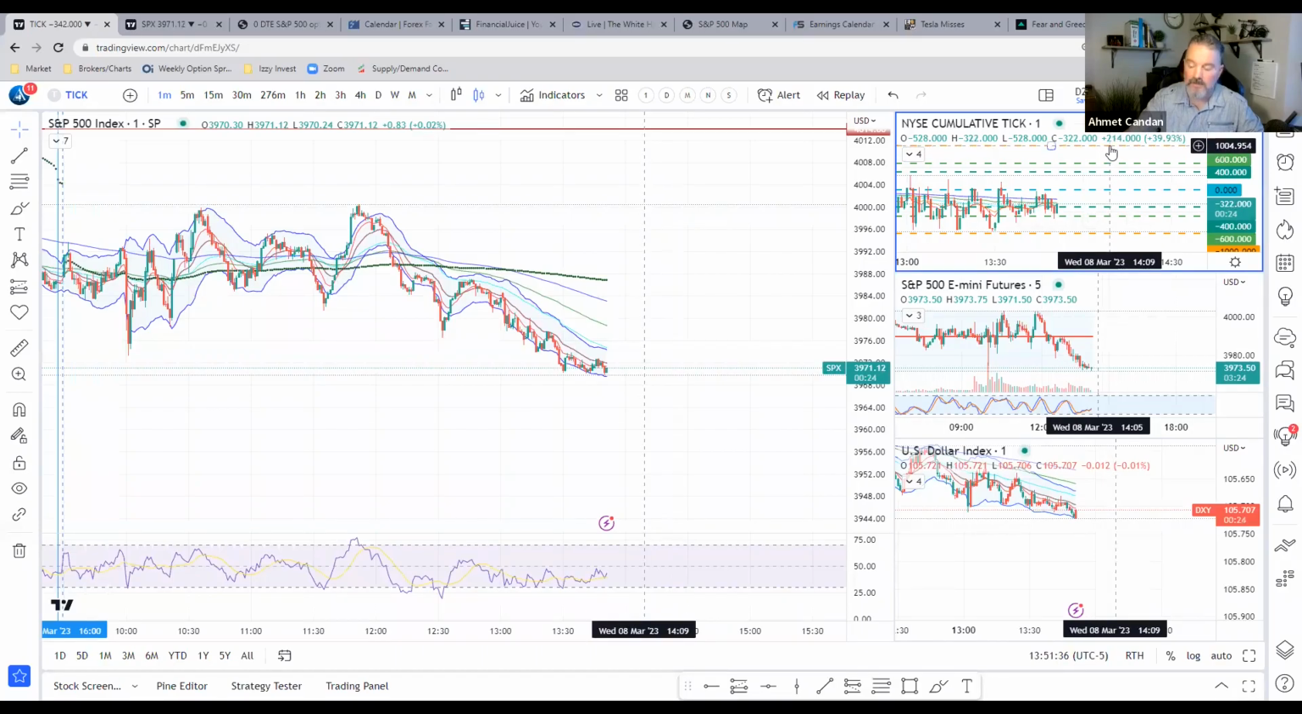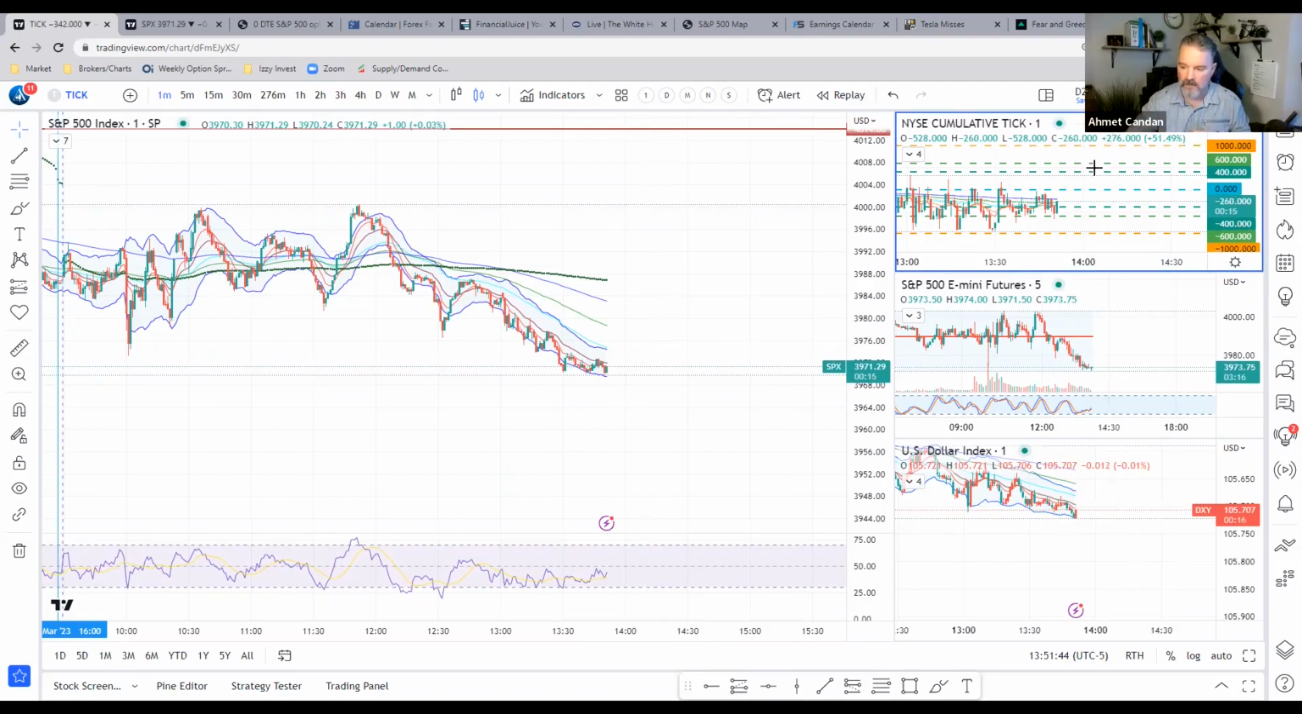Anything above the 1000 is a signal of a good bullish direction, a good bullish trend, and anything below negative 1000. We're all very aware of that.